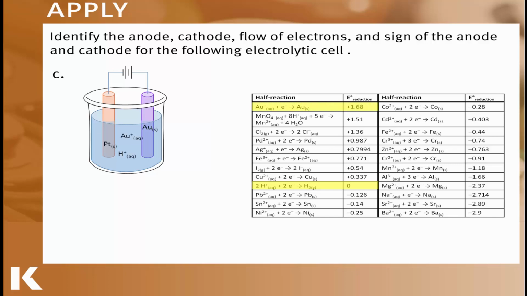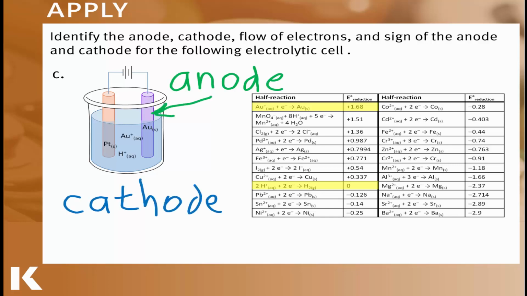So there's the value for hydrogen, and there's the value for gold, and we see that gold's reduction potential is quite a bit higher than hydrogen's. Therefore, we can go ahead and assign the gold as the anode, and the platinum electrode, where the hydrogen gets reduced, we can assign that as the cathode. Electrons always flow from anode to cathode, therefore that's the electron flow. And for electrolytic cells, the anode is positive and the cathode is negative.